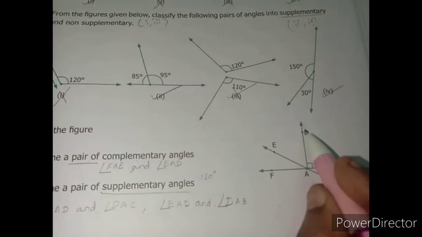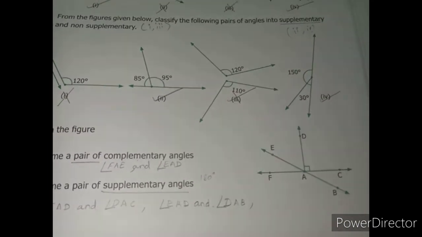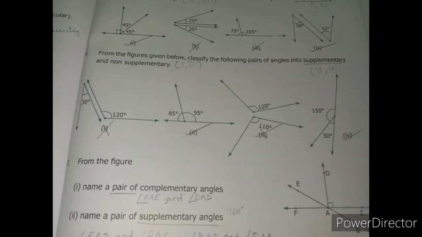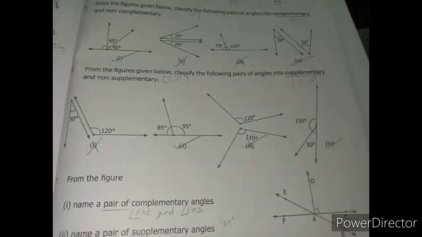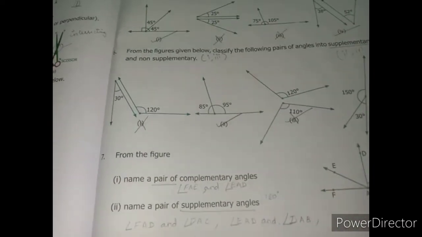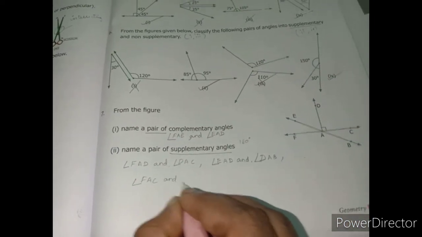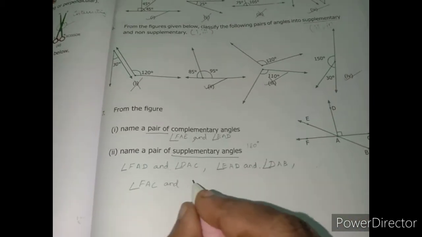DAB. So this is an angle and this is another angle which is giving supplementary. Then what else we have? See the opposite side. See this side. This is also supplementary, right? See angle FAC and CAB.